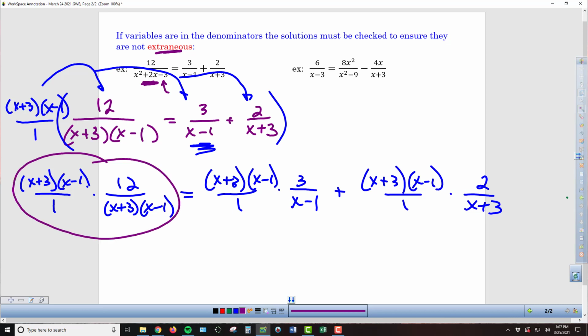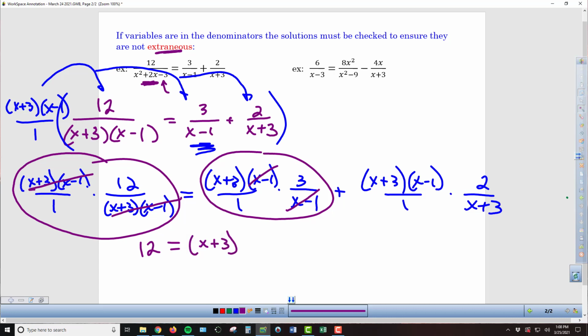So looking at the first piece here, everything cancels out, x plus 3 and x minus 1, so we're just left with 12. In the second piece here, when I multiply, I can see the x minus 1s are going to go, but I'm going to be left with x plus 3 times the 3 that I see here. And then plus, this time the x plus 3s can cancel out, but I still have the x minus 1 times the 2. So x minus 1 times 2. So we've got a much more ordinary equation to solve now.